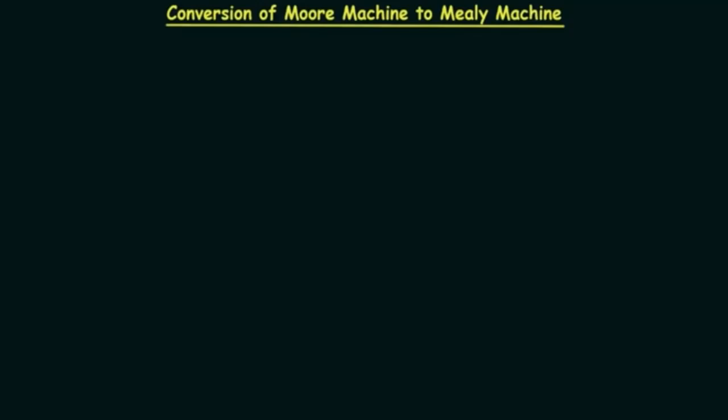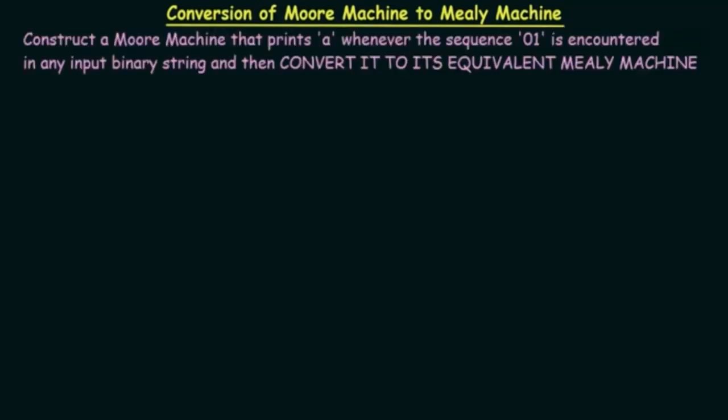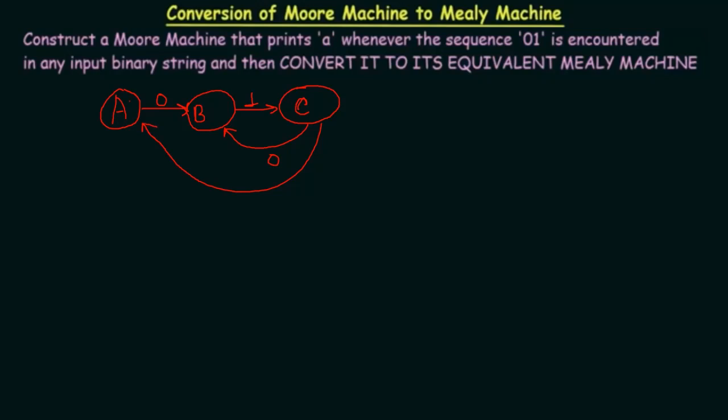Okay, so let's first of all look at one example. Construct a Moore machine that prints a sequence. We have already done this, so let me just draw it quickly. For this case, what did we do? We had A, and from A we went to B, and from B we went to C. Now here we had 0, 1, and when we had 0, it came back over here. When we had 1, it came back over here.